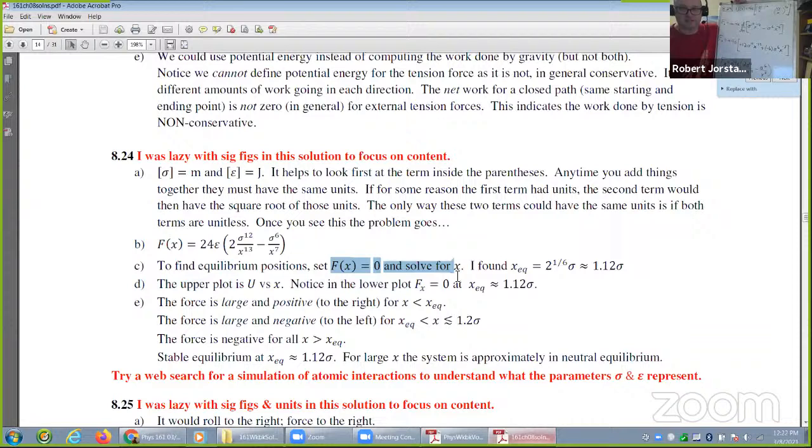So when we do that, let's go over here and take a look. So set f of x to 0. Remember, f of x is the derivative. And so I found this unusual result. It's about 1.12 sigma. So remember when I was saying sigma is kind of like the trade-off? Well, you get a factor of 2 to the 1/6 in there as well. Whatever. So now, oh, well, I guess I've kind of spoiled the answer there since I say it.